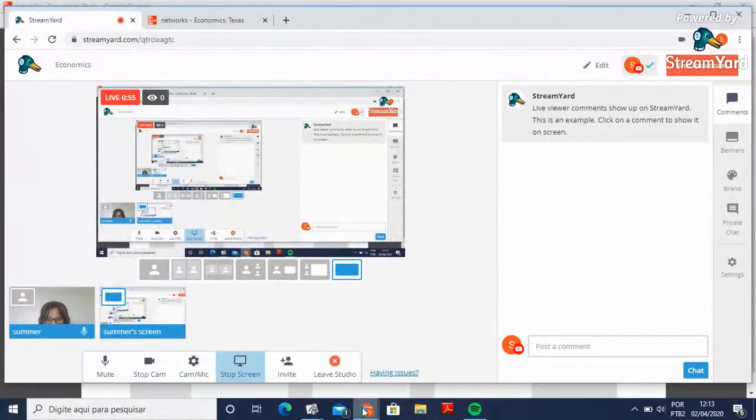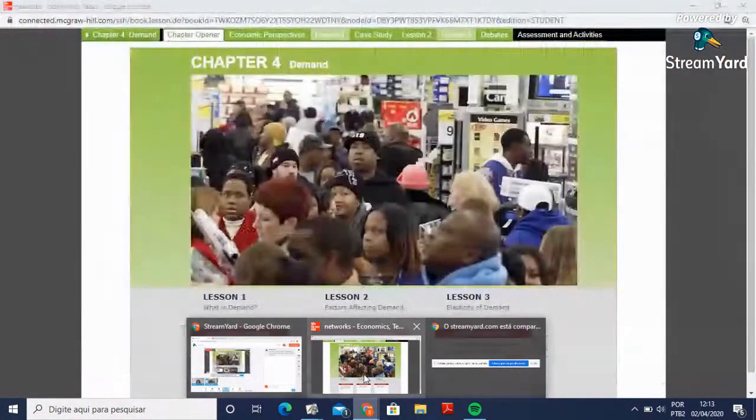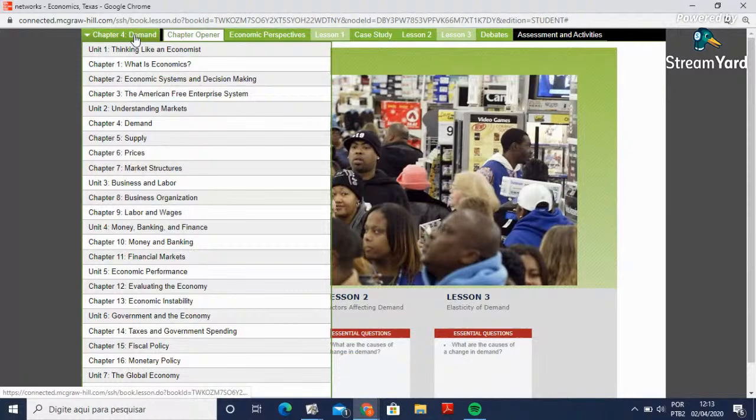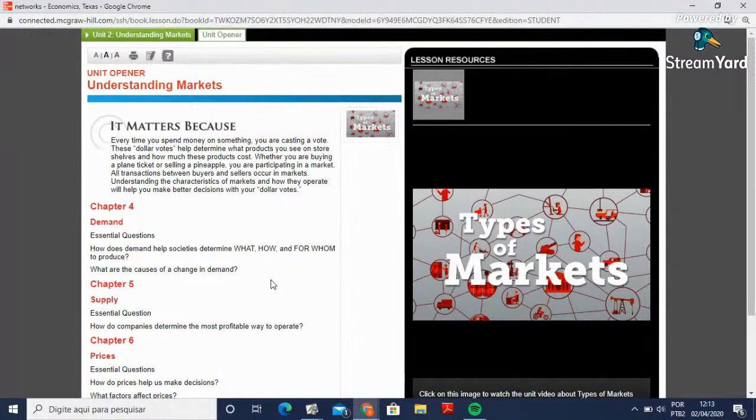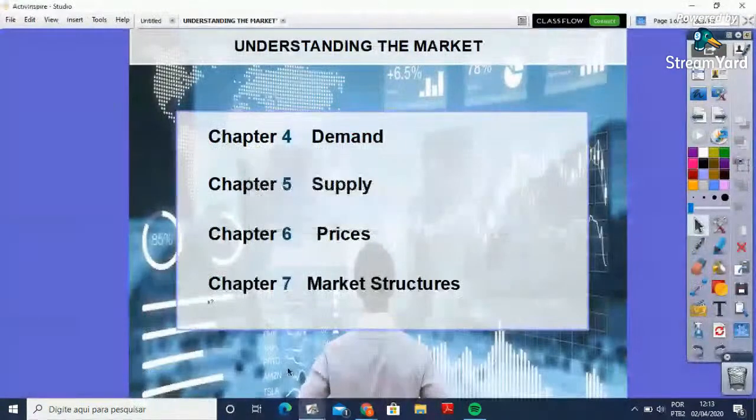So here we go. First of all, we are on unit 2, which is understanding the market. This is what you have to do. Okay, go to unit 2, understanding the market. In unit 2, we have 4 chapters. We have demand, supply, prices, and market structures.